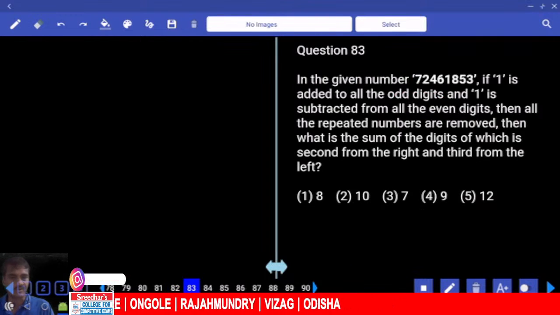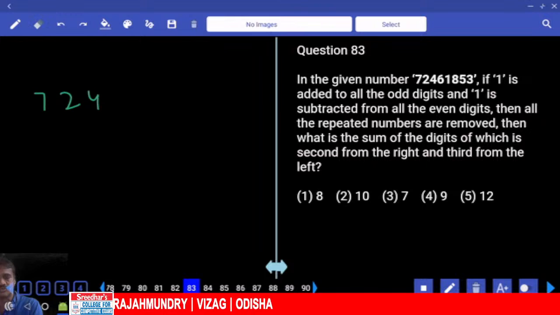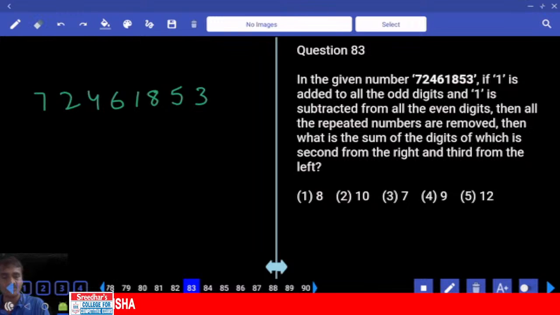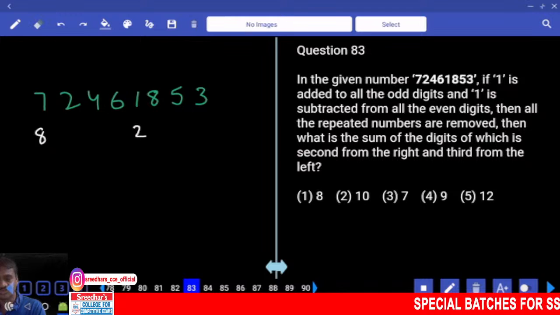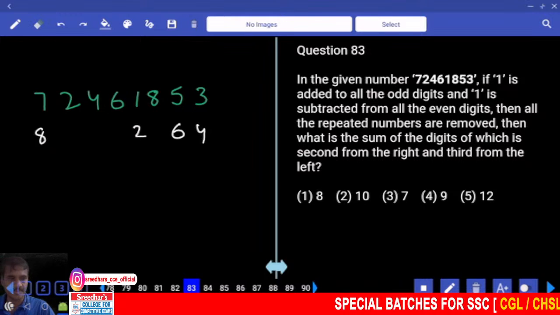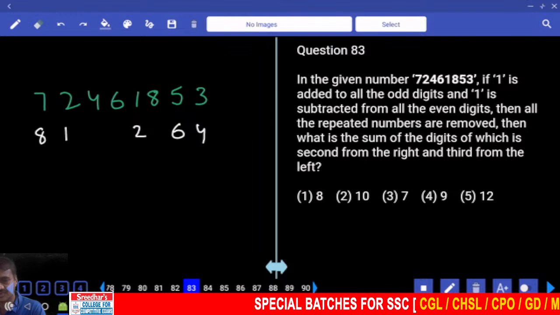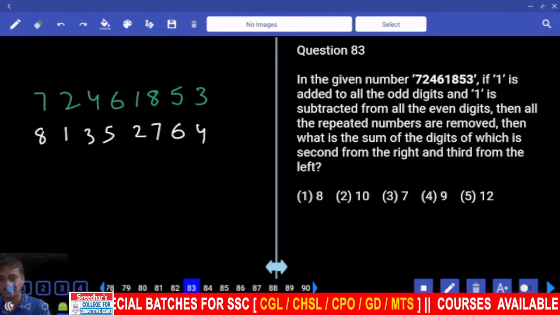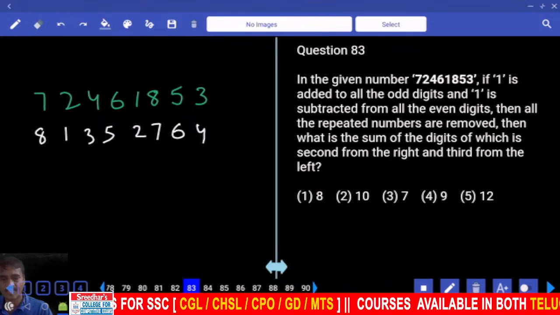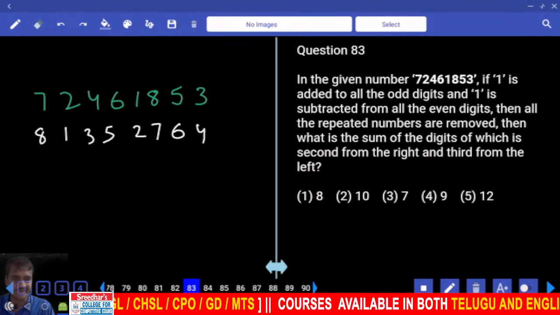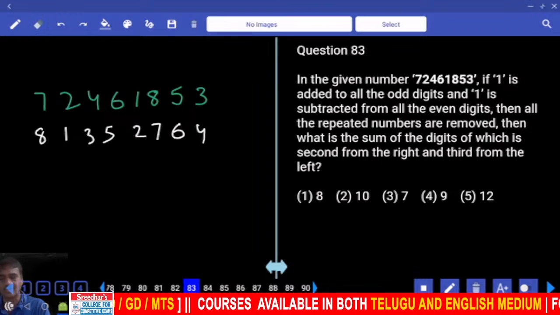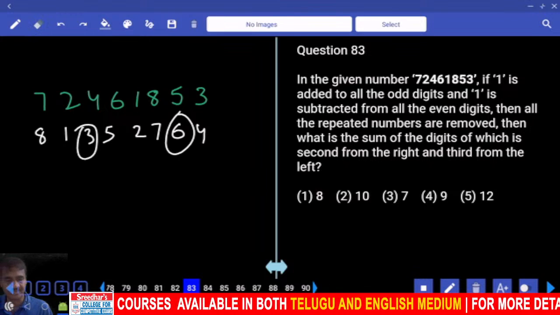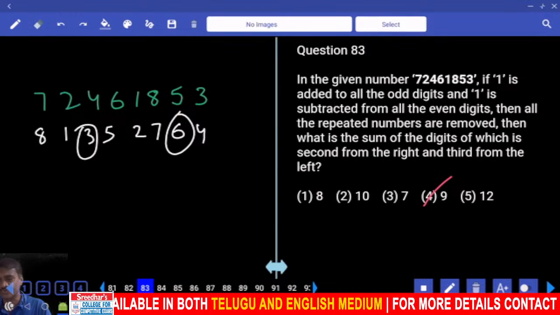Then 83. In this 83, what is the number we have? 7246, 1853. 1 is added to all the odd digits. Odd digit, 1 is added. Now this is 2, this is 6, and this is 4. And 1 is subtracted from all the even digits: 1, 3, 5, 7. Then all the repeated digits are removed, which means no repetition. Then what is the sum of the digits which are second from the right and third from the left? Third from the left, second from the right: 3 plus 6, 9, choice 4, 83.